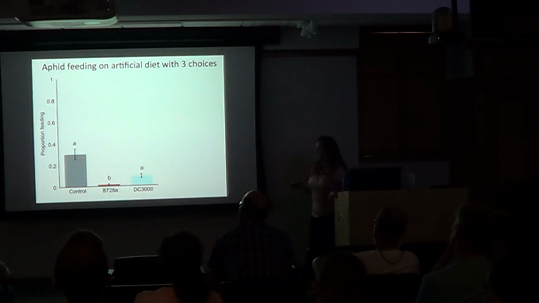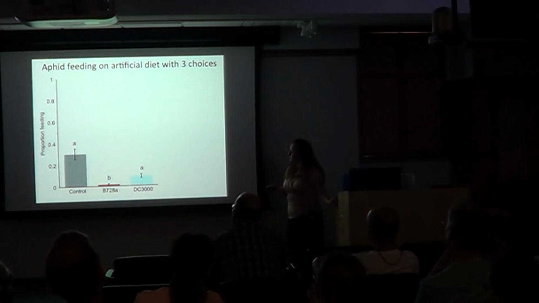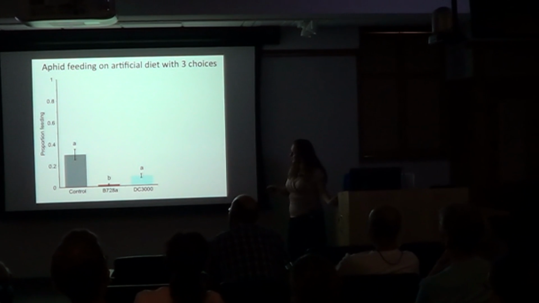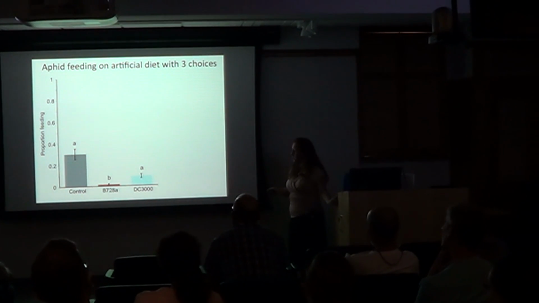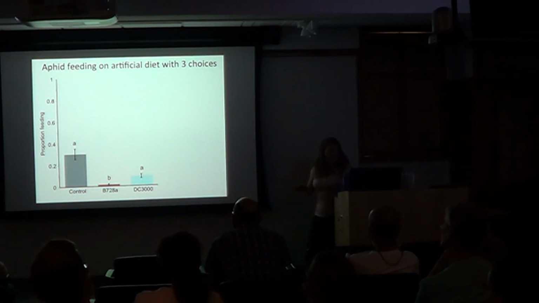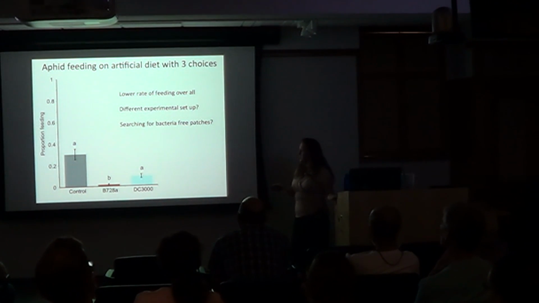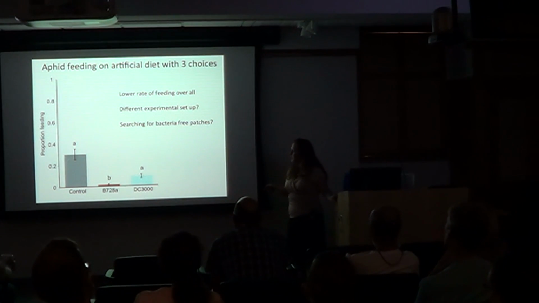And this holds up when you actually give them a choice between different treatments as well. So in here, there was less feeding on BC3000 compared to the control, although it wasn't significantly different. And there was almost no feeding at all on areas that had B728A. You might notice that there's definitely a lower rate of feeding overall here compared to what I just showed you, where almost all of the aphids are feeding. Here, only, I think, about 40% were feeding at any given time.